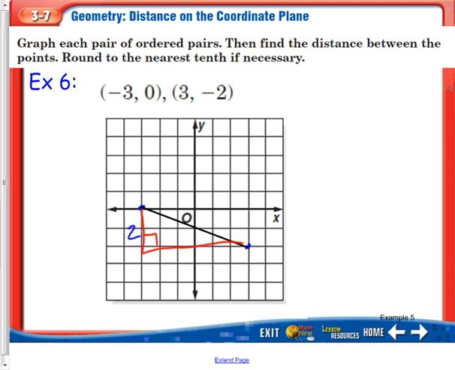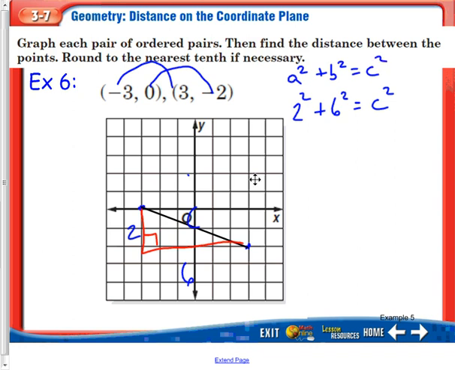So we know we're going down 2 because from 0 to -2, that's a distance of 2. And then from -3 to +3, we know that's a distance of 6. We can also count it, 1, 2, 3, 4, 5, 6. So again, we're looking for the hypotenuse here, c. So we'll go ahead with 2 squared plus 6 squared equals c squared. From our formula, a squared plus b squared equals c squared. So we'll go with 4 plus 36 is equal to c squared. And so 40 equals c squared.